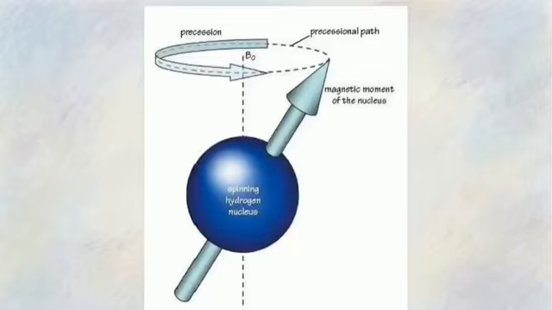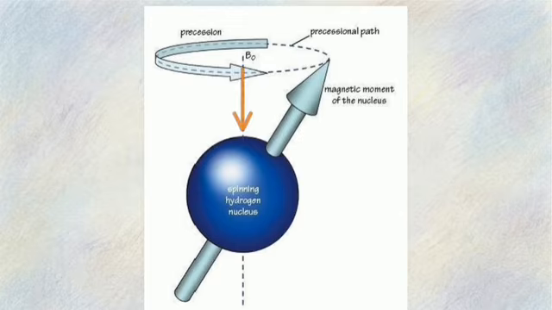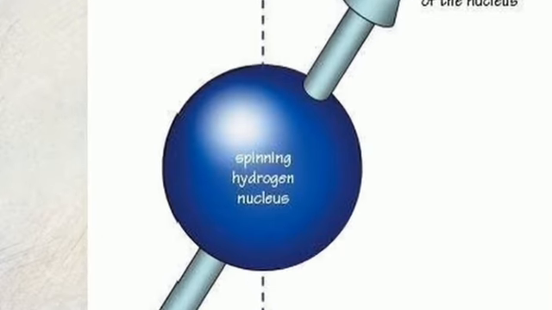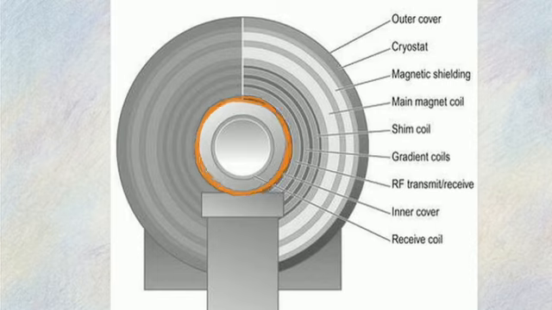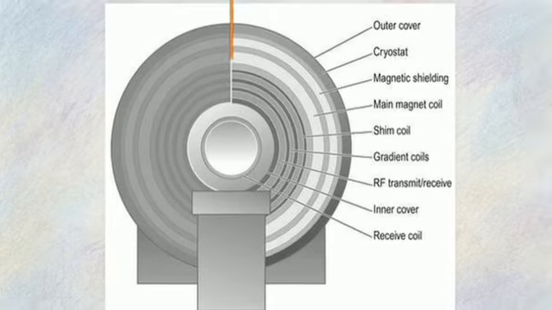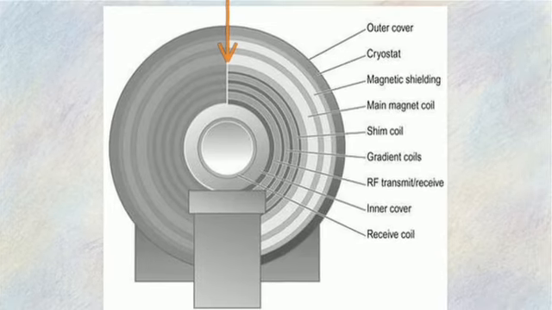This technical diagram illustrates our primary target, the nucleus of a hydrogen atom. Because hydrogen has a single proton, it possesses a property known as spin. This causes the proton to act like a microscopic bar magnet, randomly orienting itself. When a patient slides into an MRI machine, they are entering a massive superconducting magnet, which you can see represented in the schematic by the large outer rings. This generates the primary magnetic force, known as the B0 field.